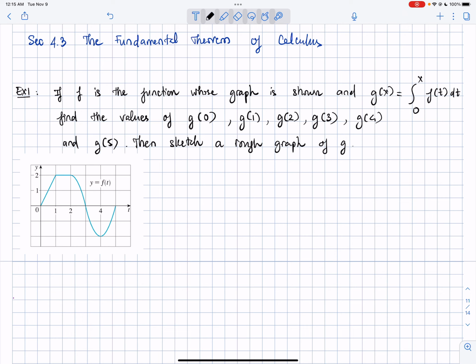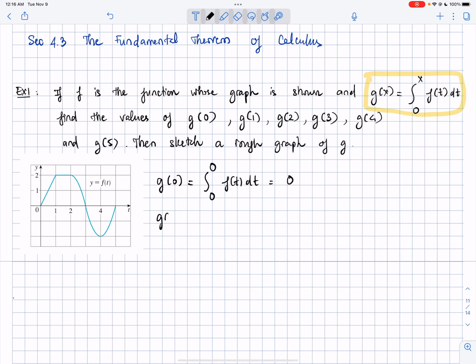So first of all, we find g of 0. All we need to do is look at this function, g defined as the integral from 0, and then I plug in x, which is 0 right here, of f of t dt. We find the area at the same point, because it's from 0 to 0, so the answer has to be 0.